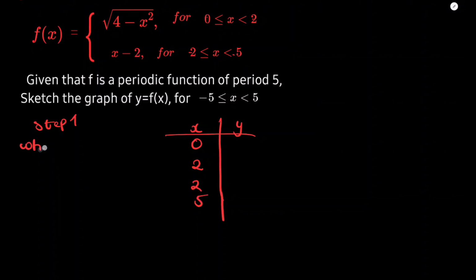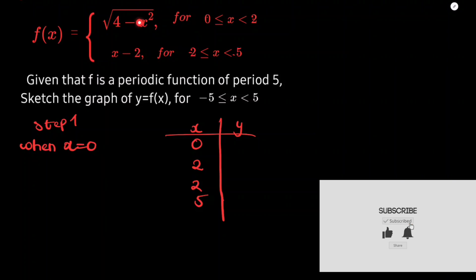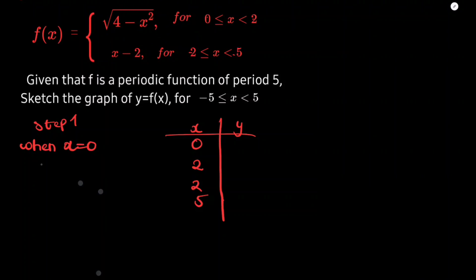Okay, so when x equal to 0, in this first case, to get y, remember y is equal to f of x. So to get y, we will substitute 0 in this function. So we are going to have the square root of 4 minus 0 squared, which is equal to the square root of 4, which is equal to 2. So here, when x is 0, y is 2.